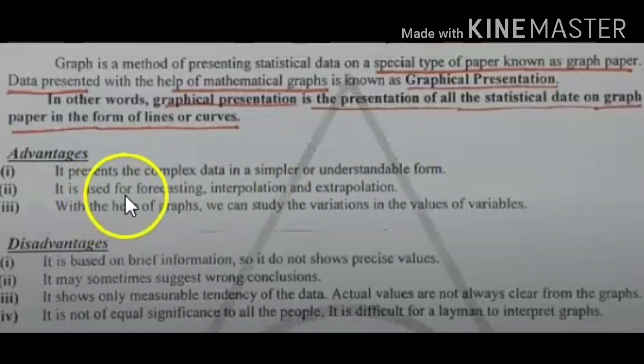It is used for forecasting, interpolation and extrapolation. With the help of graphs, we can study the variations in the values of variables. And the disadvantages: it is based on brief information, so it does not show precise values. It may sometimes suggest wrong conclusions. It shows only the measurable tendency of data. Actual values are not always clear from the graphs.